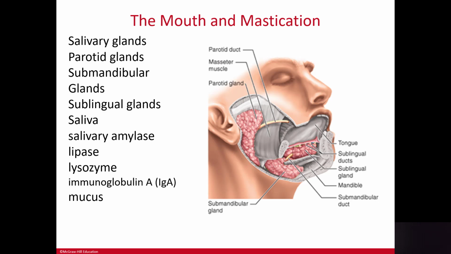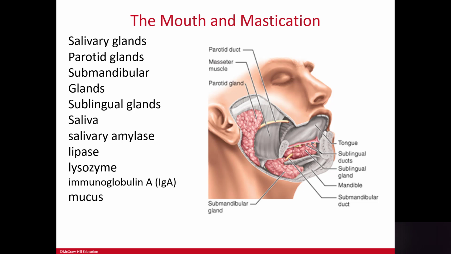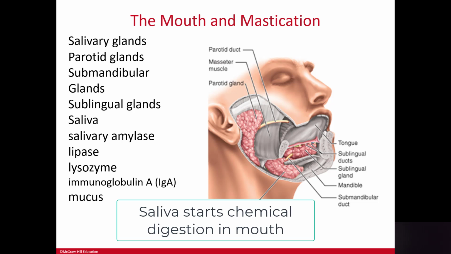Those enzymes are listed there: salivary amylase, lipase, lysozyme. Saliva also contains immunoglobulin A and mucus. So what does all this do? Saliva is very important because it starts the chemical digestion in the mouth, and it also provides some protective functions.